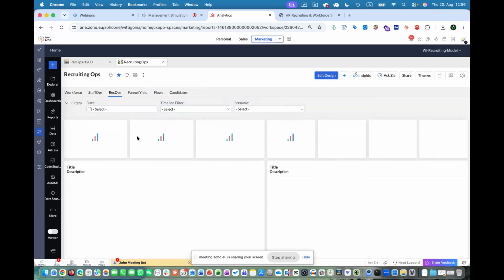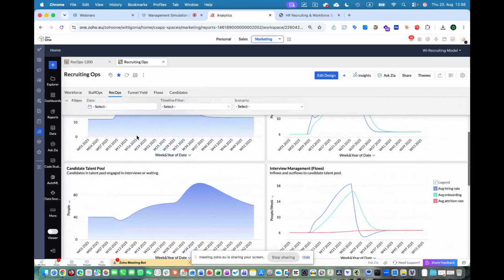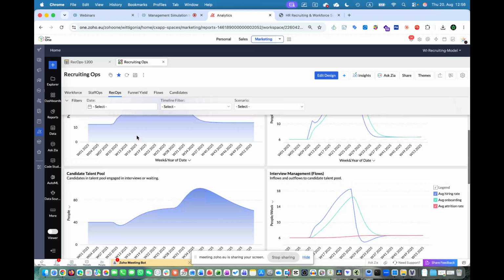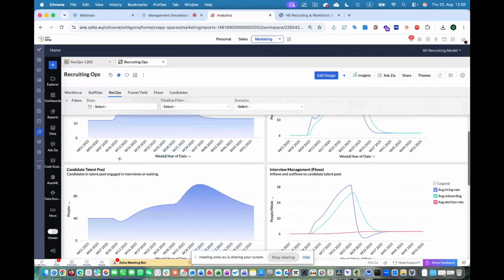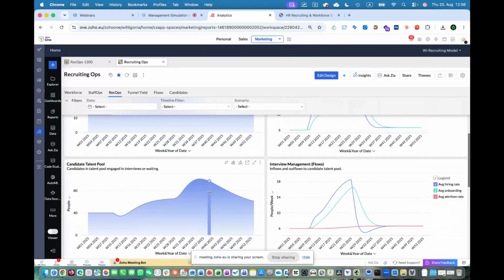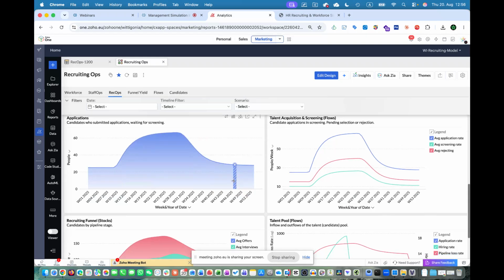Here we have the recruitment operations funnel, which is breaking down everything by the stage in the candidate talent pipeline. I show the last stage first, which would be the offers outstanding. Then we can go backwards and see how many people we have in the pipeline over time, and how many applications we got. So where are we with that?